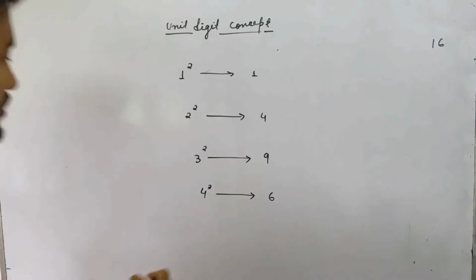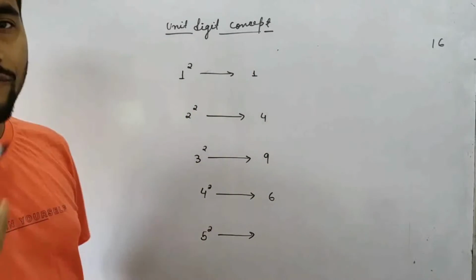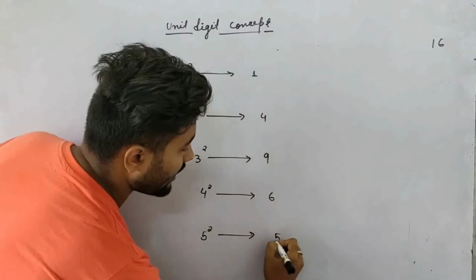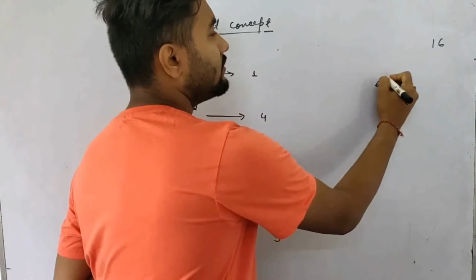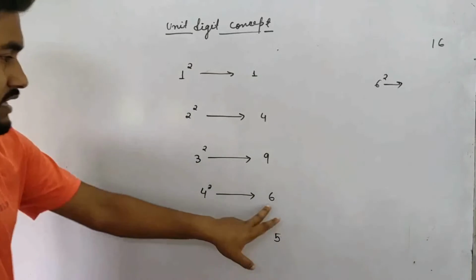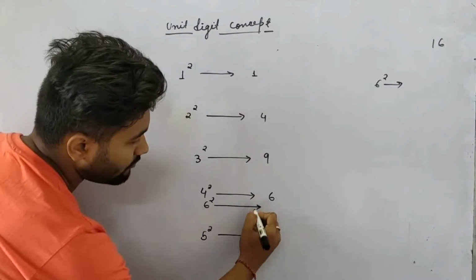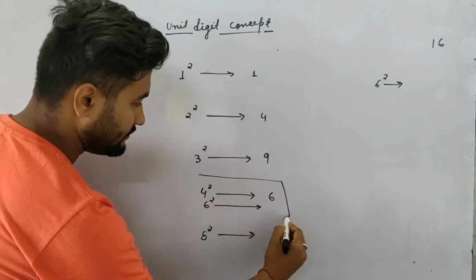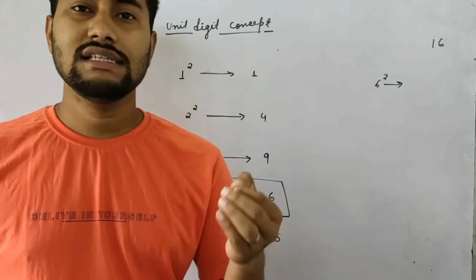Next is 5 square. 5 square is 25. So what will be the unit digit? 5. Next is 6 square. 6 square is 36. What is the unit digit? 6. So 6 square also gives 6. Understood? Next, 7.